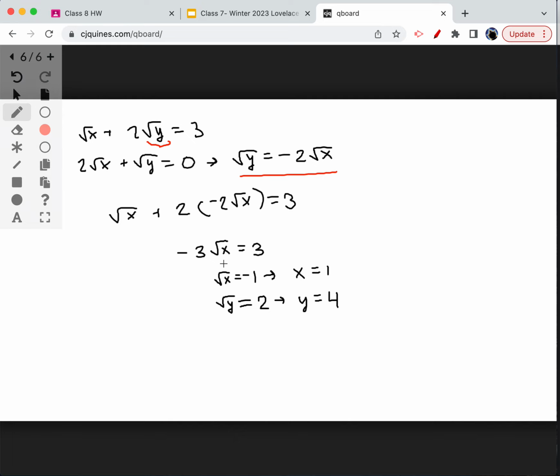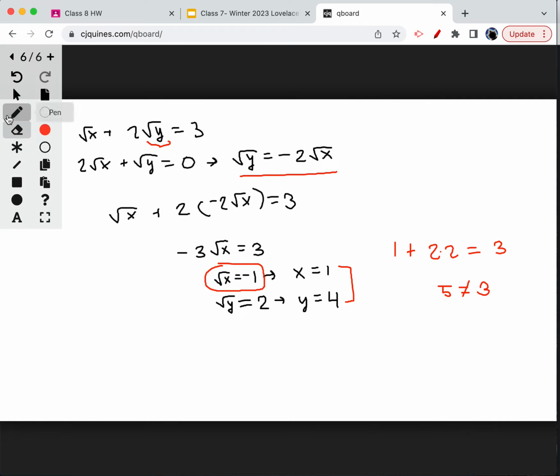But the thing is, you can't really do that here, because the square root of a number, it technically can't ever be negative. So it's not really possible for square root of x to be equal to negative 1. So to see this, if you plug in x is equal to 1 and y is equal to 4, you'll get 1 plus 2 times 2 is equal to 3. And obviously 5 is not equal to 3. So this is obviously not a solution to the given equation.